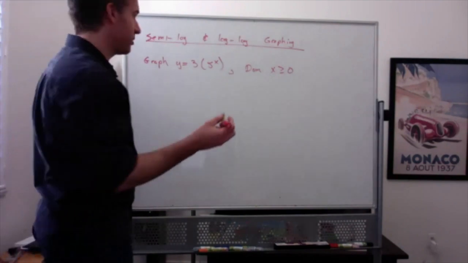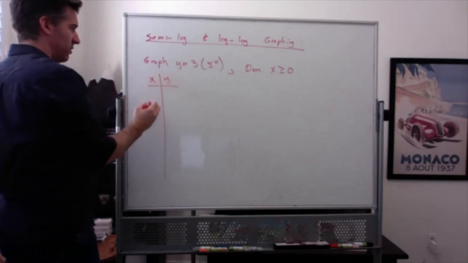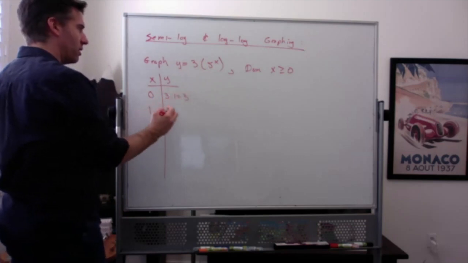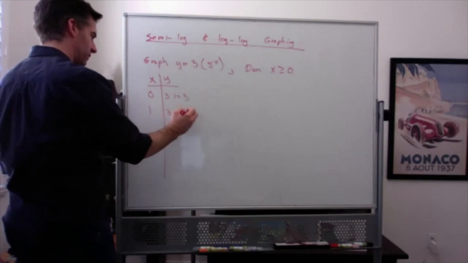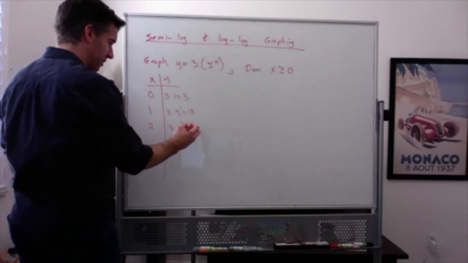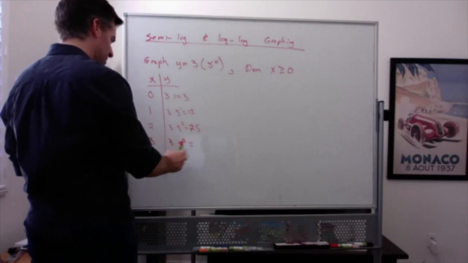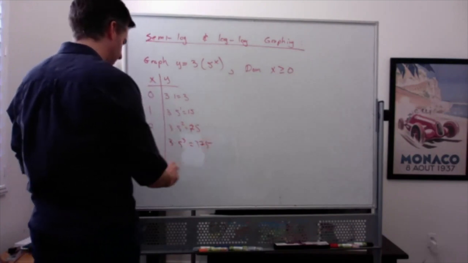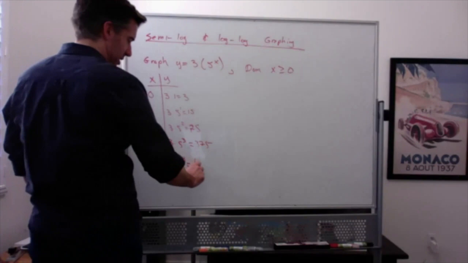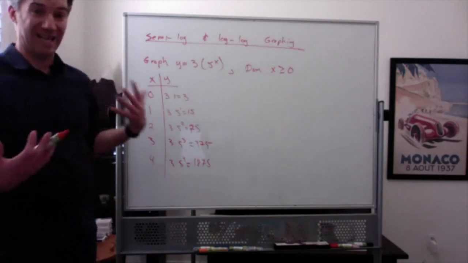And so if I start trying to plot some points here, let's see, so x, y. If x is 0, 3 times 5 to the 0 is 3 times 1, which is 3. If x is 1, I get 3 times 5 to the first, which is 15. If x is 2, I get 3 times 5 squared, which is, sorry, 75. X is 3, I get 3 times 5 to the third, which is 3 times 125. Right? This is getting really big really fast. 5 to the fourth is 625 times 3 is 1875. And so on, right? This grows, not surprisingly, exponentially.